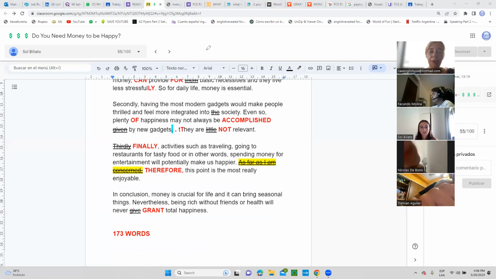Secondly, having the most modern gadgets would make people thrilled and feel more integrated into society. No "the", because we're talking about society in general. Even so, remember that, even so, it's not bad, but maybe we want to use it for essays, okay? So what can we use here instead of even so? What can we put? Therefore.